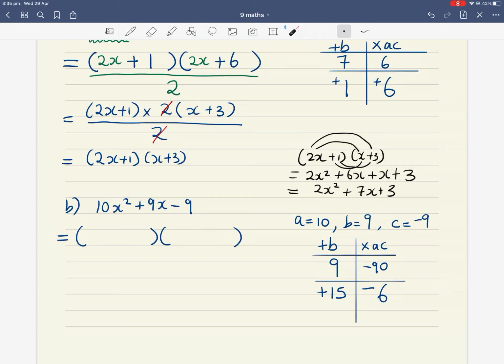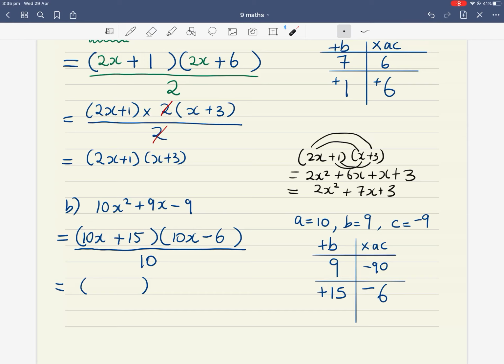Okay. So back to the question, we write equal signs, bracket, bracket, bracket, bracket. Because it's 10x squared, I put a 10x and a 10x at the start of my bracket. I also have to divide the whole thing by 10 because the coefficient of x squared is 10, my a is 10. Now inside my bracket, I put in the two numbers I have figured out. One is a positive 15, a plus 15. The other one is negative 6, or taking away 6.